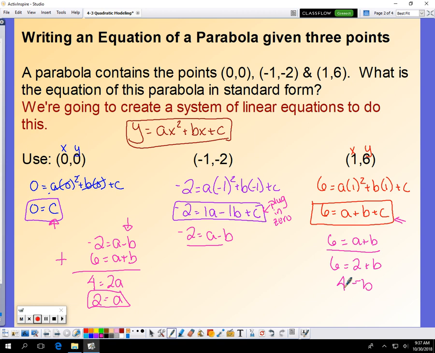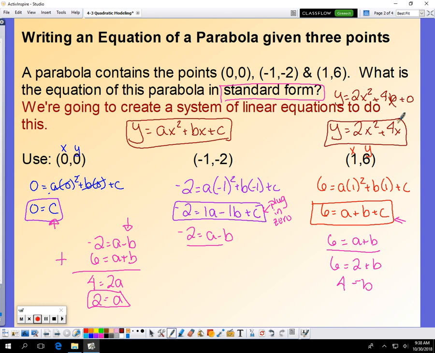So the whole point of this was I need to write the equation in standard form. So I'm going to write my equation. It's going to be y equals. We know that a is 2, so this is 2x squared. We know that b is 4, so that's plus 4x. And we know that c is 0, so you could put a plus 0 on there, or you could just leave it written as 2x squared plus 4x. Sorry, this should be an x. And that is the equation in standard form.